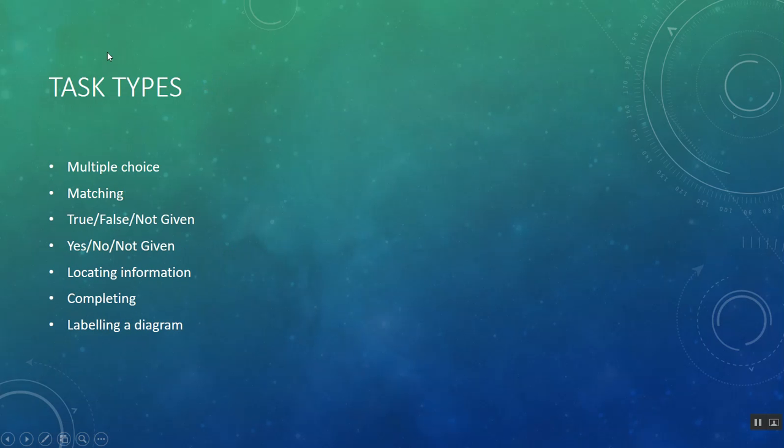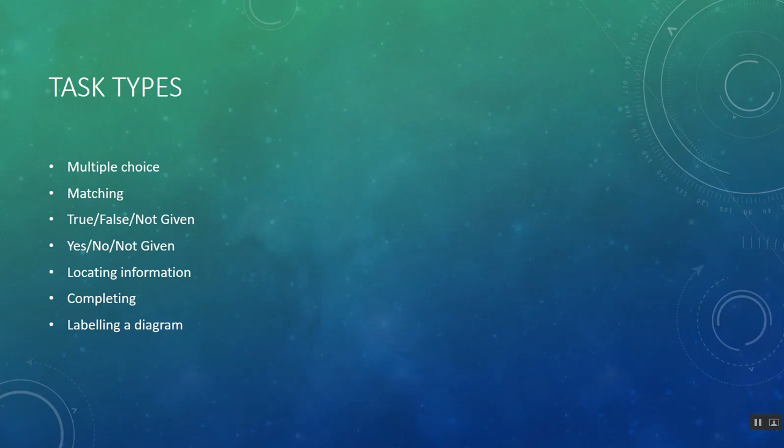Let's have a look at the task types that you might come across during your reading paper. The reading passages are generally given with different types of questions. These questions might be multiple choice, matching, true, false or not given, yes, no or not given, locating information, completing gaps, or labeling a diagram.